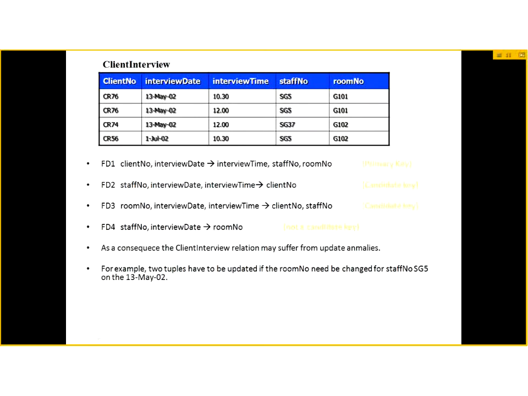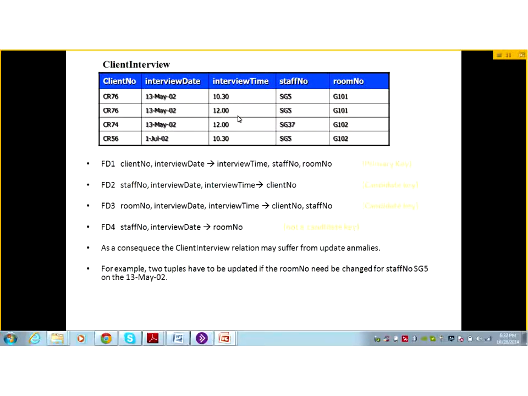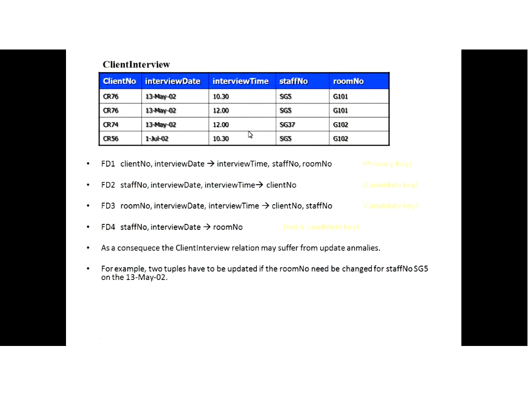This is the details about client interview. This is the client number CR76767456. Interview date is 13th May. Interview time is 10:30, 12, then 12, 10:30. Staff numbers who will be taking the interview are SD5, SD5, SD37 and SD5. Now you can see here that the timings or dates are different for every staff number. And the room numbers are G101, G101, G102 and G102.